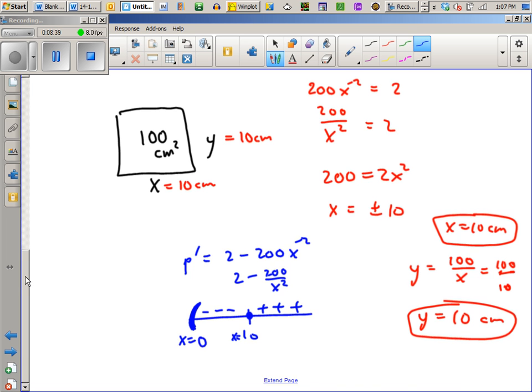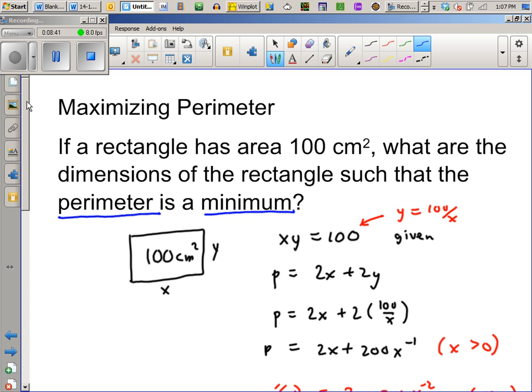Okay, notice the question actually asked, what are the dimensions? So the final answer to this problem is a 10 centimeter by 10 centimeter rectangle. Or you could say a square, right? All right, let's go on to the next problem.